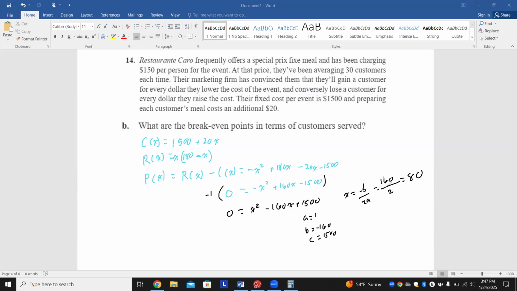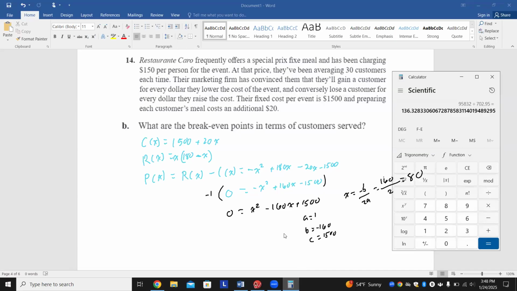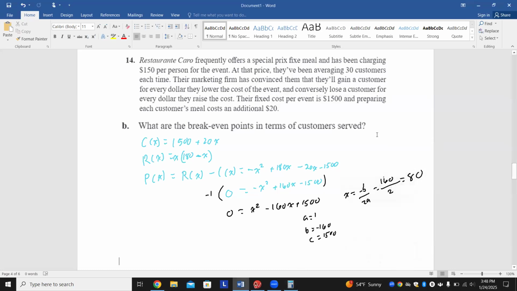That would give us our maximum profit. Break even, I want to have $0 because if I put 80 in there, yeah, hold on. Let's make sure, let's verify that. So that would give me, yeah, I looked, I got the maximum profit. So you need 80 customers to make the maximum profit. Not what we want to do. We want to do break even. We want to factor or use the quadratic formula.